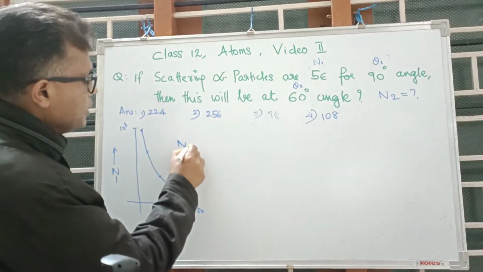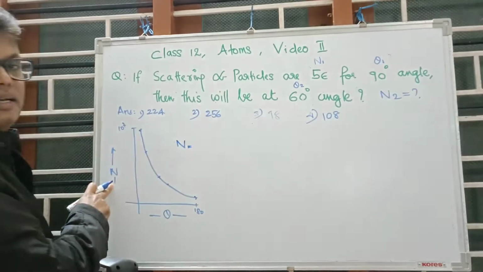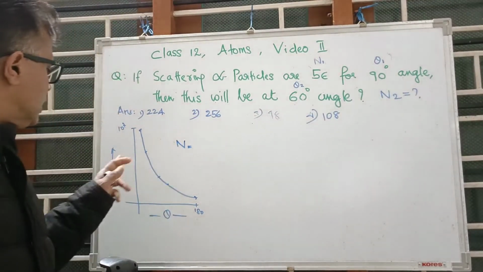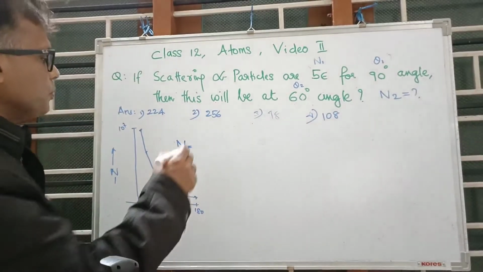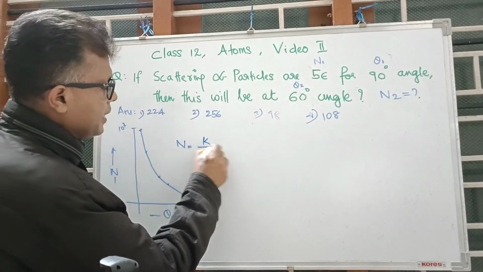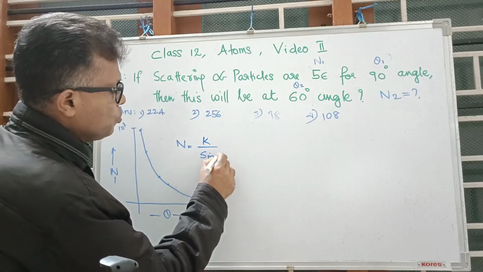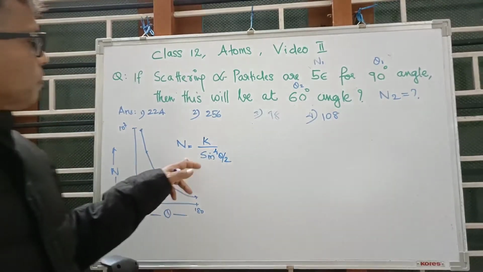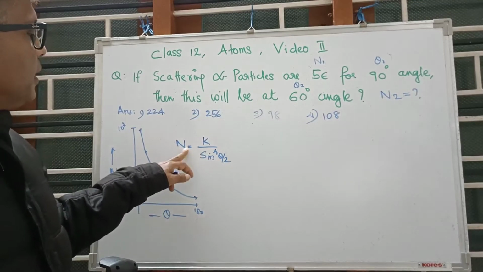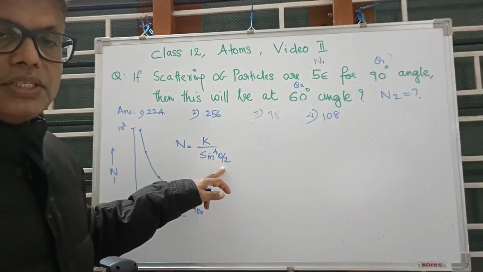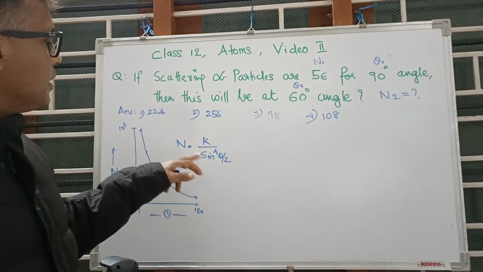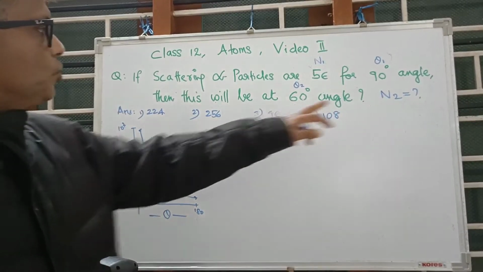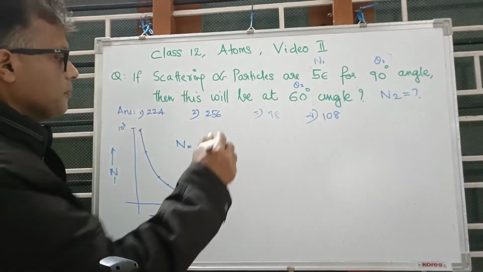N is the number of alpha particles scattered. N is equal to constant K divided by sine raised to 4 theta by 2. So we'll apply this. N1 will be K by sine raised to 4 theta 1 by 2, and N2 will be K by sine raised to 4 theta 2 by 2. We want N2 also, so we'll write it there.